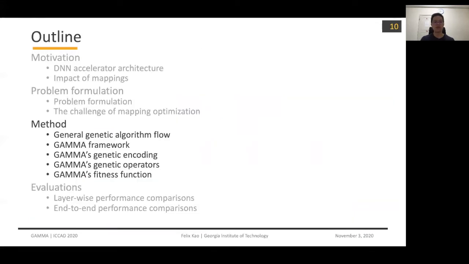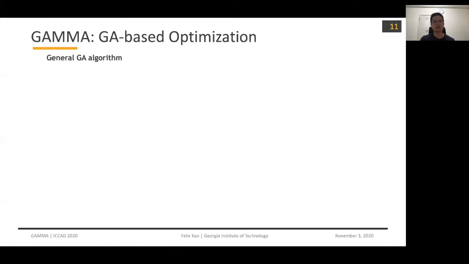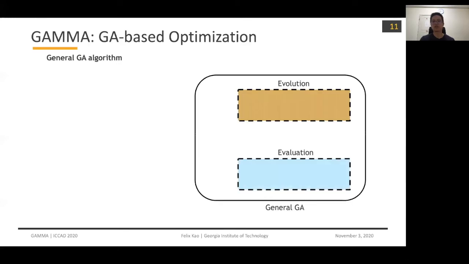Now comes our method. Our work is called Gamma. It's a genetic algorithm-based optimization. So first of all, let's look at how a general GA works. A GA is composed of 2 parts, evolution and evaluation. At the start, we will do an initialization. You will initialize a population.